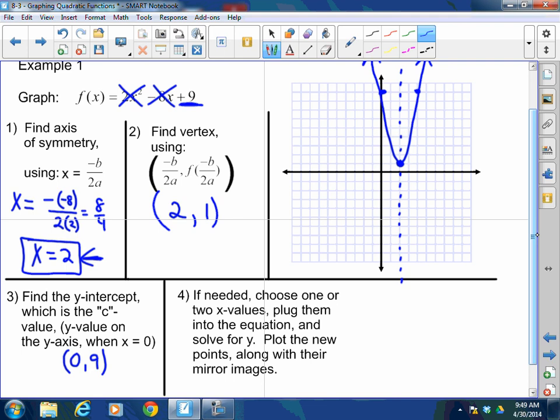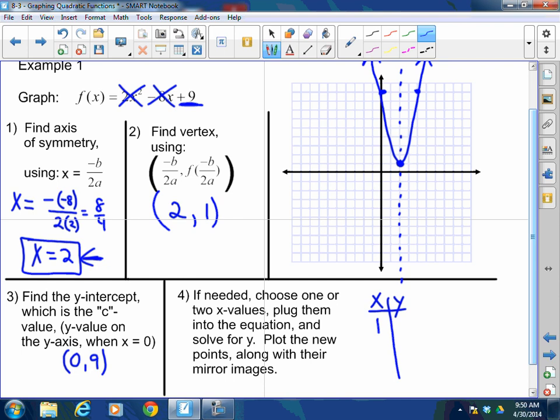There's a step 4 here. If needed, choose 1 or 2 x values, plug them into the equation, and solve for y. Plot the new points along with the mirror image. What am I talking about here? Let's say I wanted more points or needed more points. I could go x and y. Let's choose a value of x. Let's choose when x is 1.